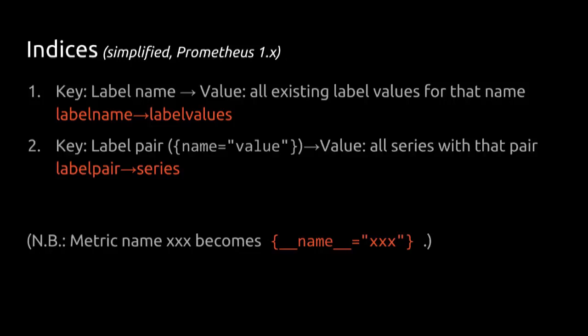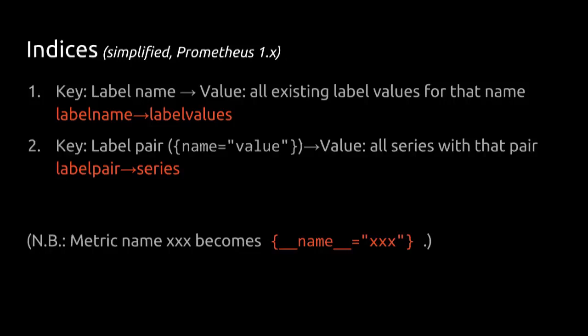Like let's say label name is code, and then all possible values are 200, 404, 503, whatever HTTP status codes are in your database. The other one is a bit confusing because the key is the label pair, which is in itself a key value thing, right? So let's say code equals 404. This is the key in this index, and the value is all series that have code equals 404.